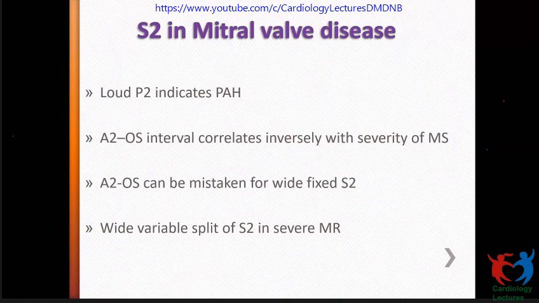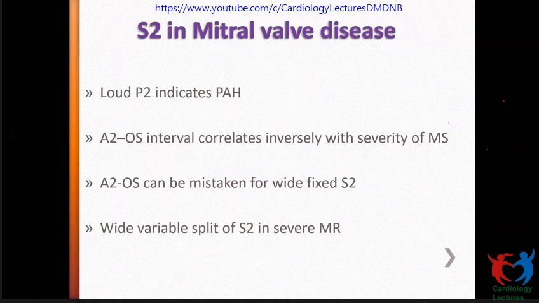Sudhakar has a question: what happens to S2 in Eisenmenger? That is a very good question. Let me tell what happens first. In ASD, it is wide and fixed; VSD is wide variable; PDA is paradoxical. Now what happens in Eisenmenger? In ASD Eisenmenger, there is PAH which is obliterative, but it's still wide and fixed in the majority. Maybe narrower than what it was, but nobody follows the patient to Eisenmenger, so you will still call it wide and fixed.